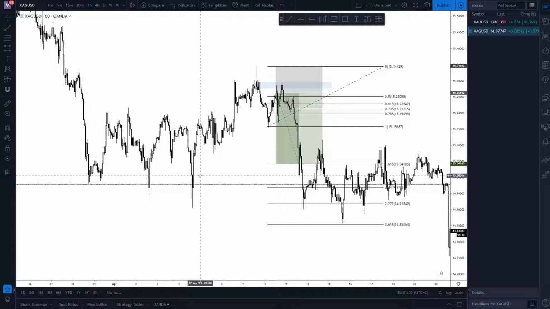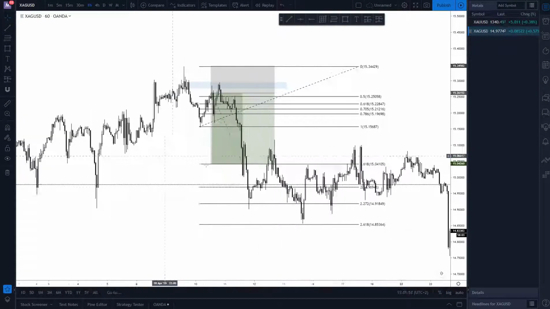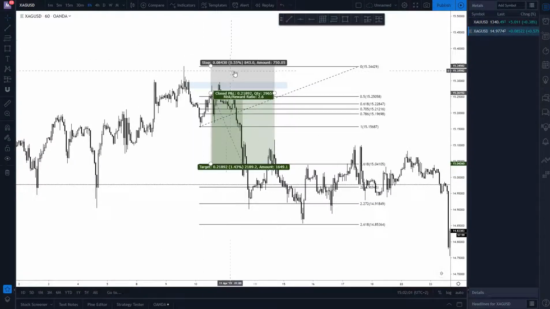In the confluence, we have some support here and some demand zone as well, but you don't really have to care about this that much if you are using these Fibonacci levels.